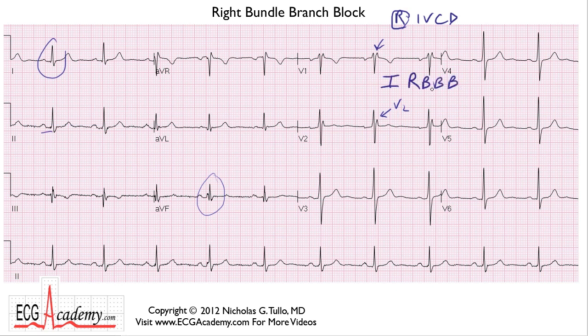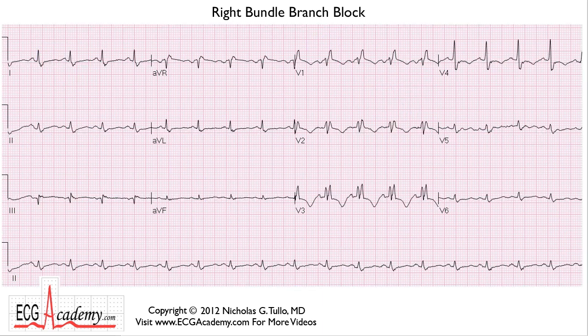Again, incomplete block is a bit of an oxymoron. Hey, who you calling a moron? But this is a typical example of a right IVCD. Now, if you notice, there is a little bit of an S wave that's prominent, especially here, but it's not terribly wide. Well, the next example is a little bit more of a classic right bundle branch block pattern.